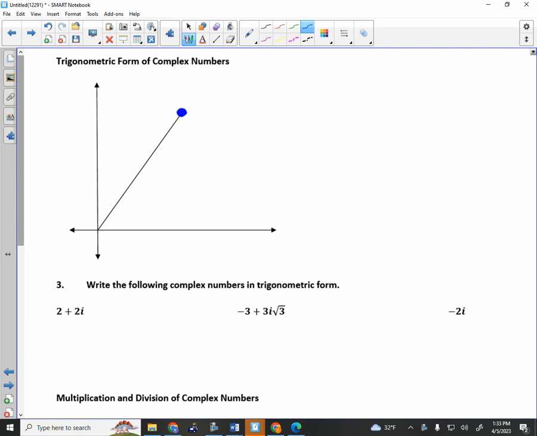So we were talking about graphing complex numbers, a plus bi, and we learned that that has a secondary form. That's complex form. What does trigonometric form look like? R. Yes, very good. So we talked about going from that to that.